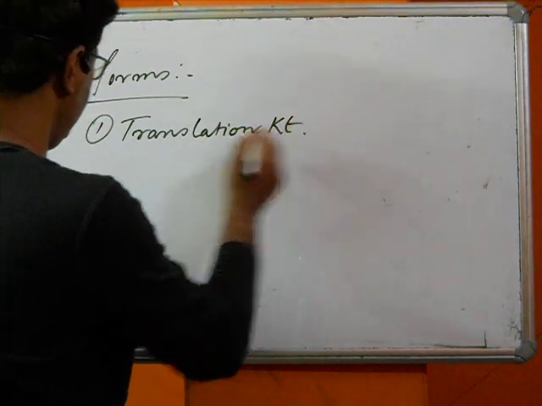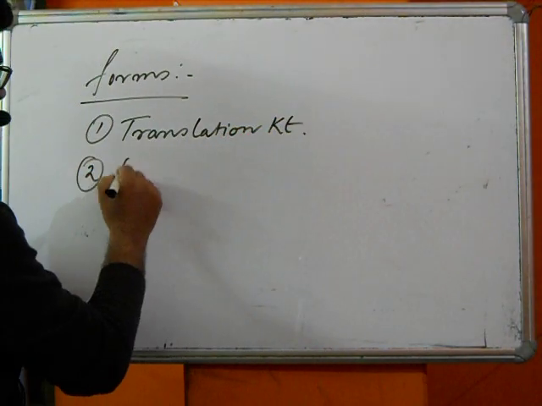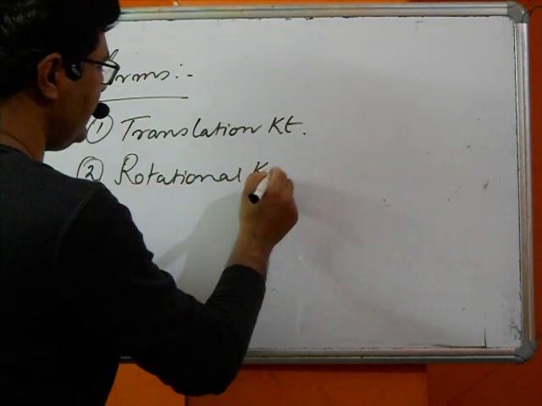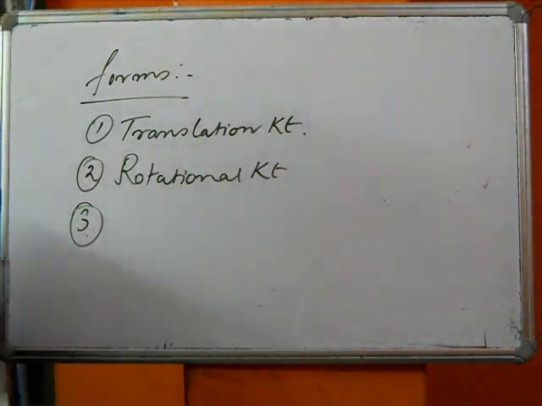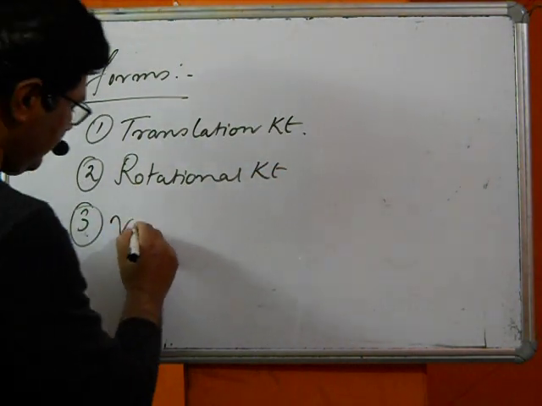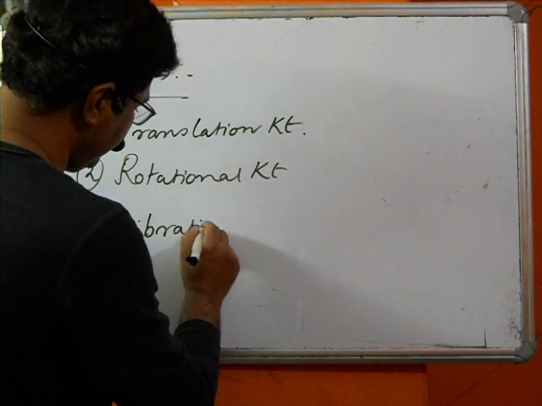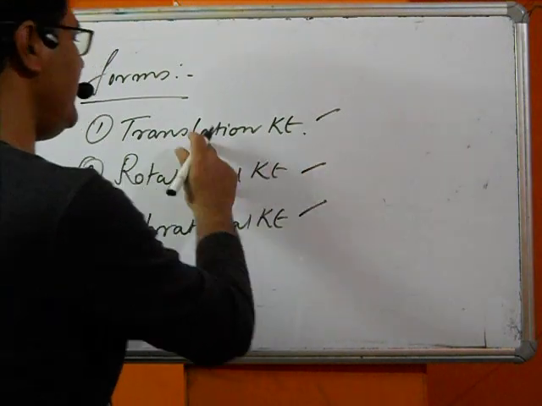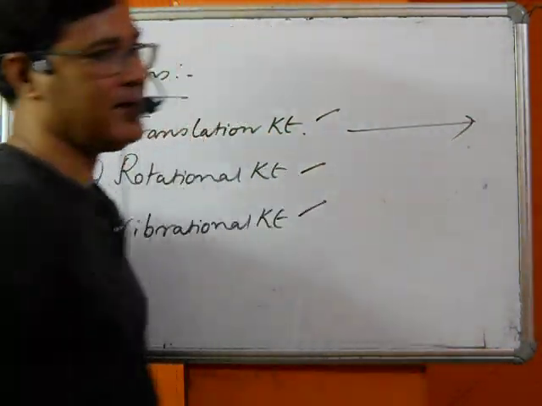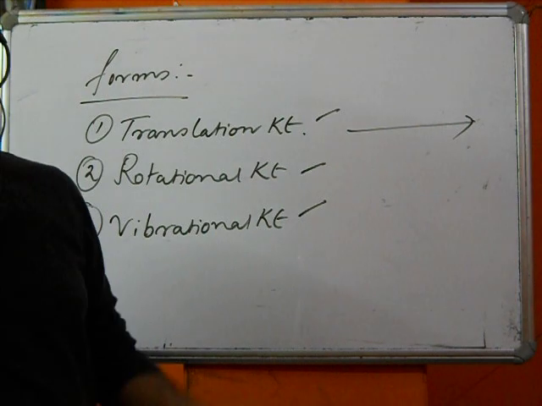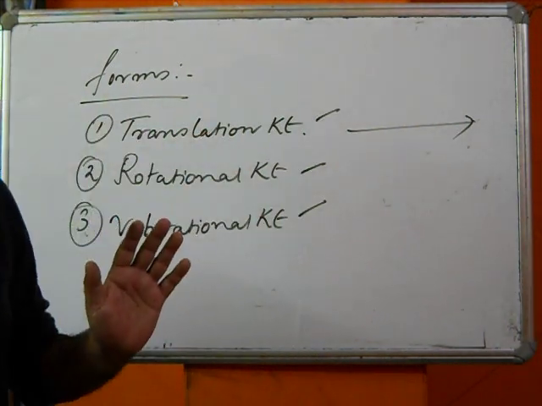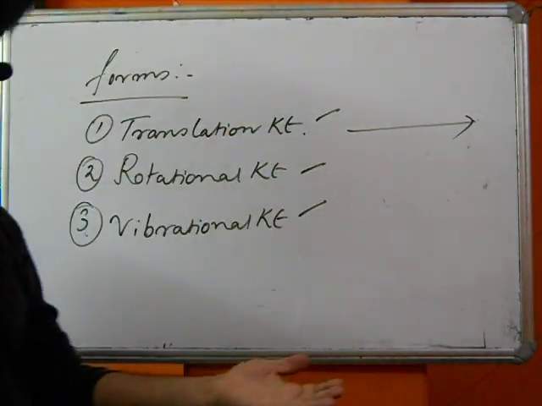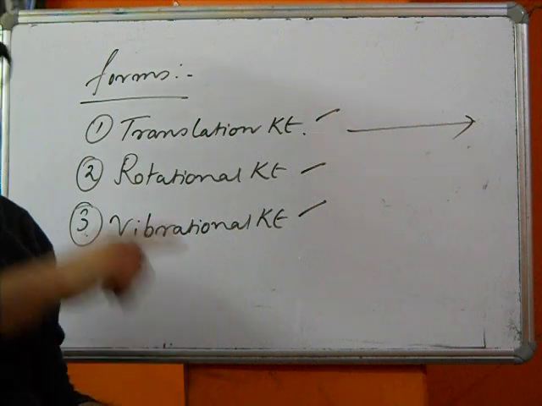So the different forms: number 1, translational kinetic energy. Number 2, rotational kinetic energy. Number 3, vibrational kinetic energy. Translational means when an object is moving in a straight path. The energy possessed by the object is known as translational kinetic energy. Like a car moving in a straight path, or a free falling body, this is called translational kinetic energy.